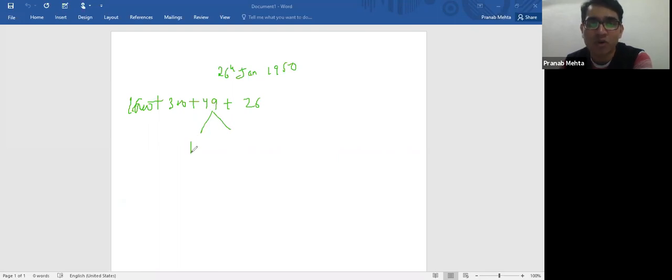Remember 49. 49 divided by 4 is 12. 12 into 4 is 48. So 12 of them are leap years. Each leap year gives us 2 extra days, so 12 into 2 is 24 extra days. Out of 49, if 12 of them are leap years, the rest become normal years. So 49 minus 12 is 37. 37 of them will be normal years, so another 37 extra days.